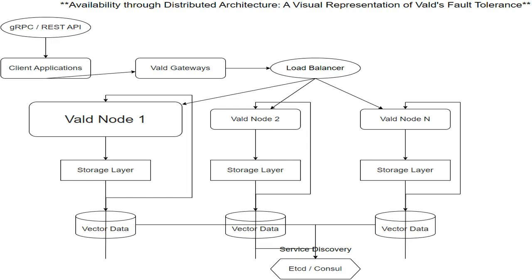Let's explore Vald node N. This represents any number of Vald nodes in a distributed Vald cluster. Each node holds a portion of the vector data and contributes to the overall ANN search process. The more nodes, the greater the capacity and fault tolerance usually are.